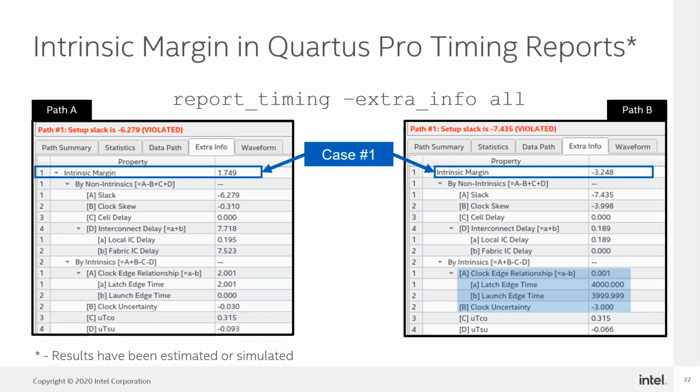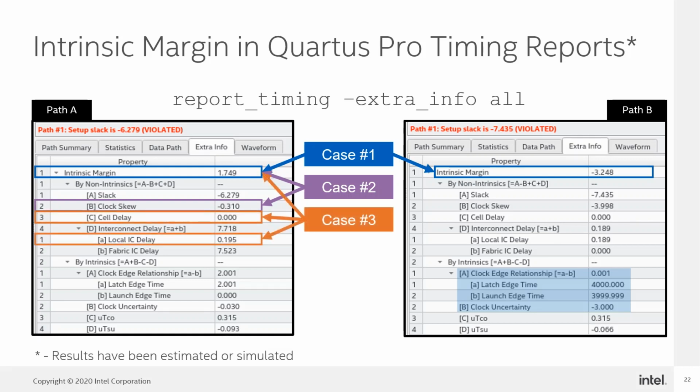For case number 2, we can compare the clock skew line and the intrinsic margin line and see that the clock skew on path A is not going to be significant enough to cause it to fail, and so we can move on. For case number 3, we can take the sum of the cell and local IC delays, and in this case, both paths must be simple register-to-register transfers because there's no cell delay at all on either of them. The local interconnect delay on path A is also pretty small, so we know we're okay there.